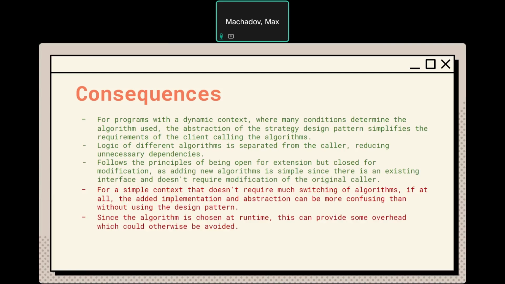There are many pros and negatives depending on the context in which you're trying to use this design pattern. There's times when it's going to be appropriate to use it, and times when it's going to be inappropriate to use it. For programs with a dynamic context, where there's going to be many conditions determining the algorithm used, and these conditions are going to be frequently changing, this would be a good time to use the strategy design pattern, as the abstraction of it will simplify the requirements of the client who's calling the algorithms. They won't need to worry about the internal implementation of those algorithms at that point, and the client won't be able to see that.